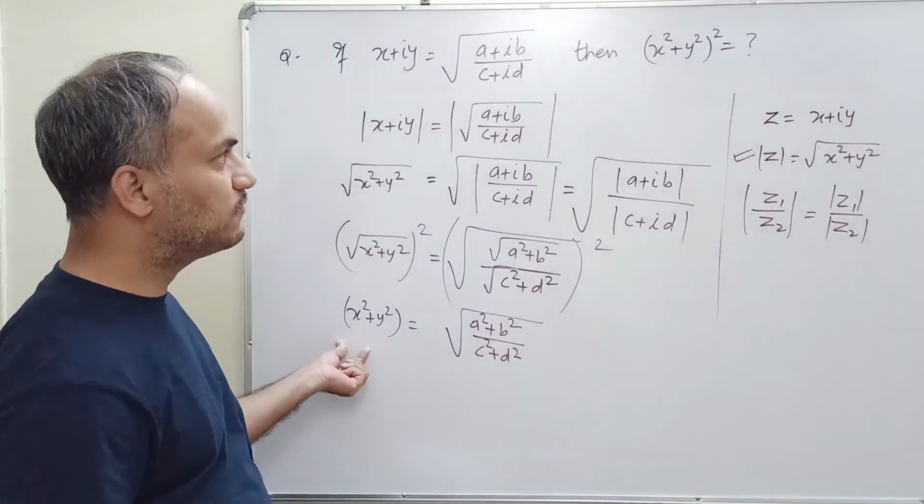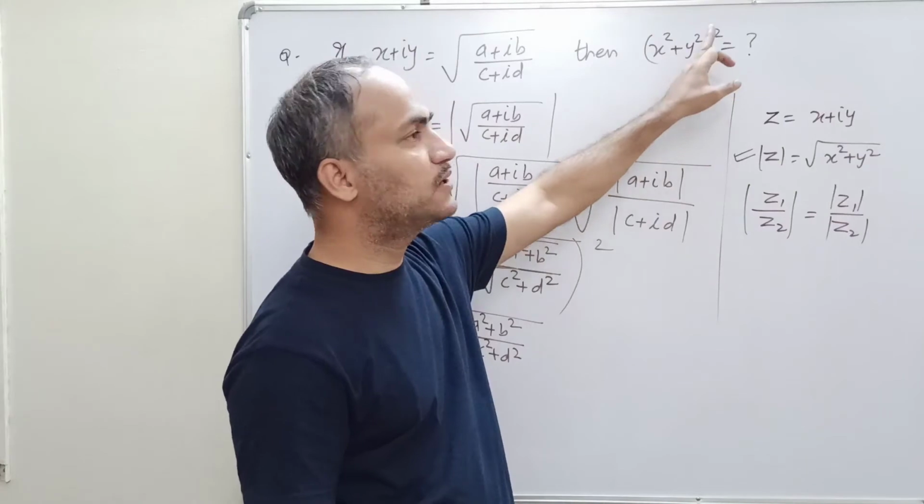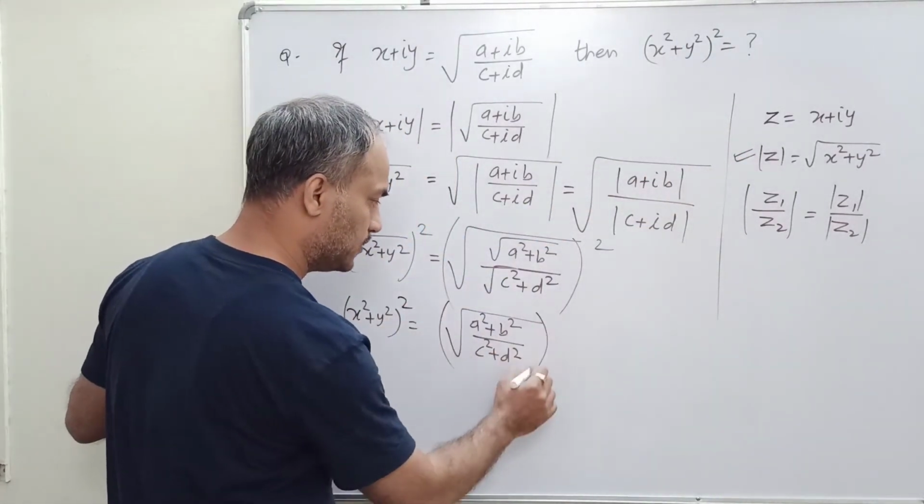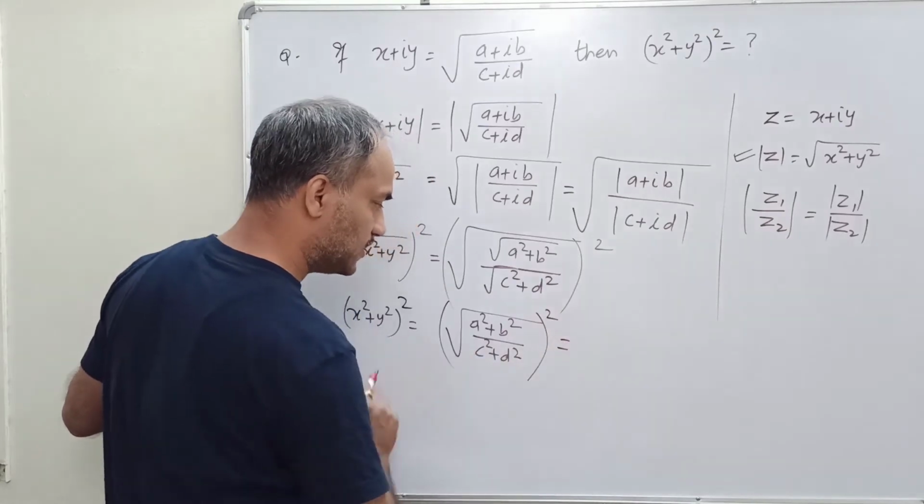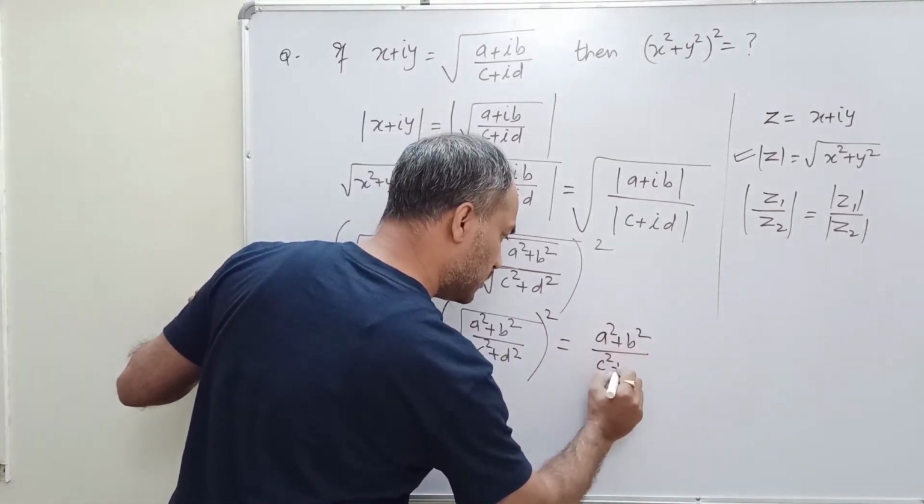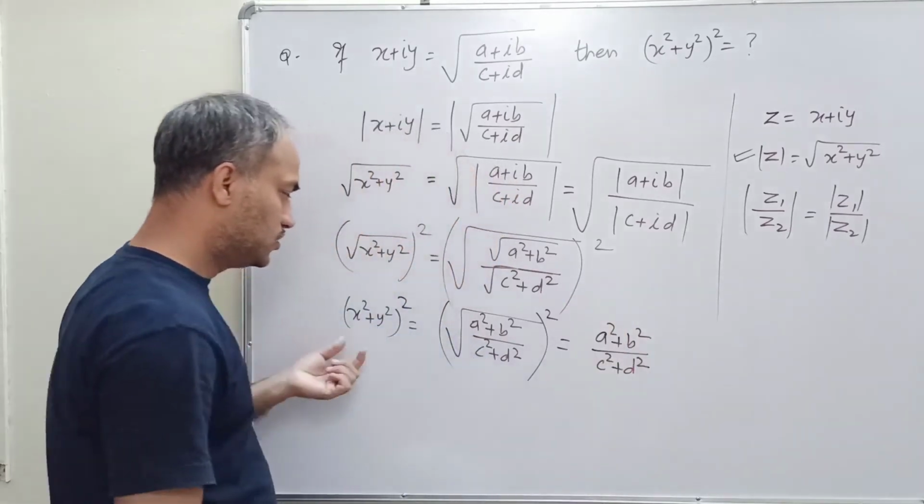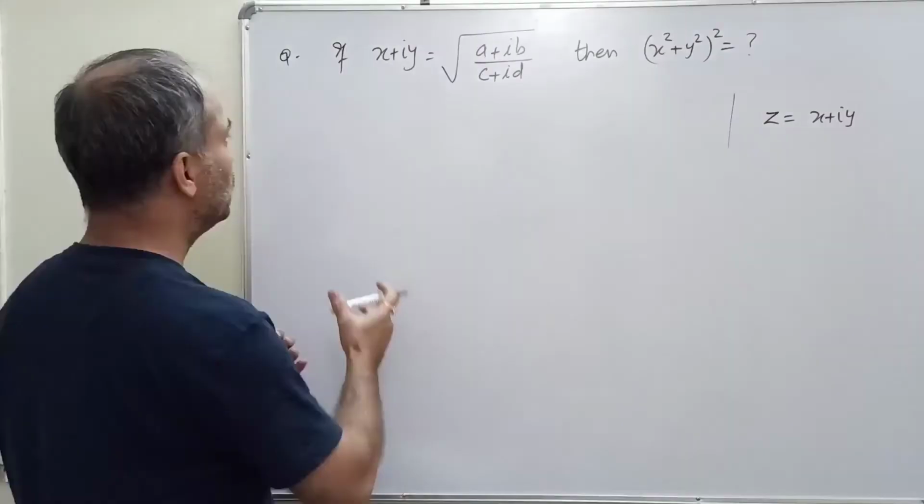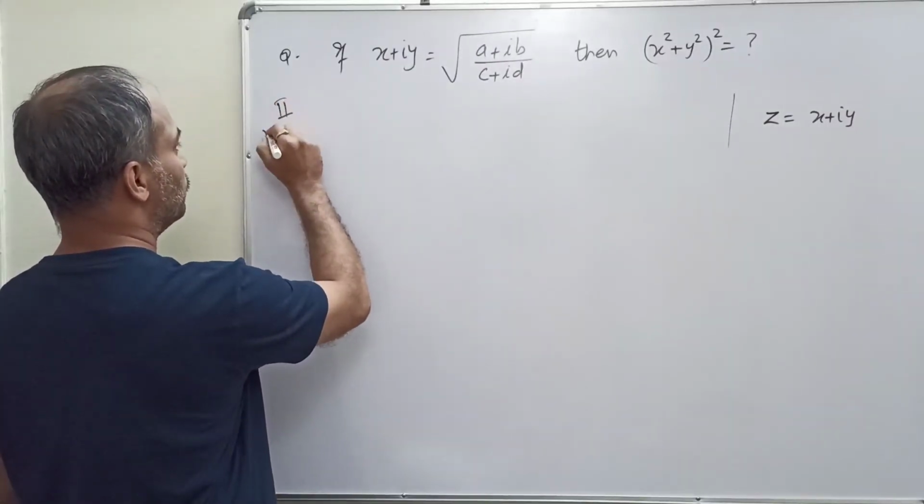Still we have power 1, but here we need to find power 2, so we square once again. So squaring once again gives us a square plus b square whole square upon c square plus d square whole square. So this is the required value for the given expression. Okay, so let us see the second method.